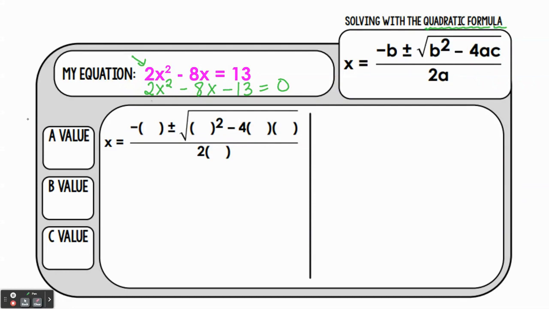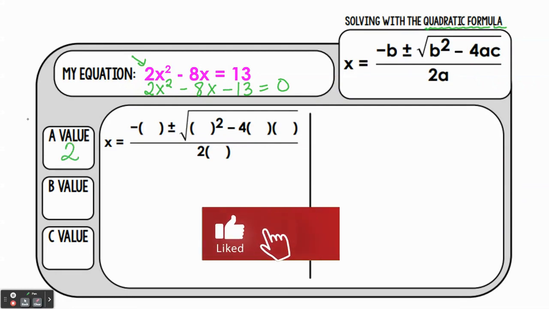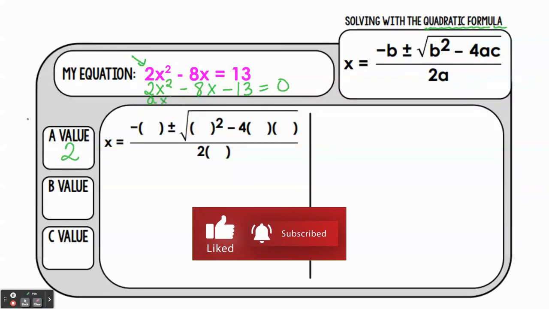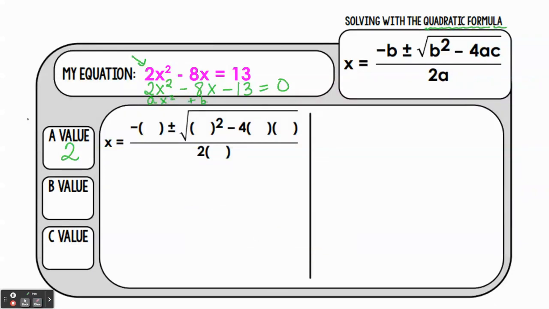Once you have that, then you can pick out your a value, which is 2 here. It's the number in front of x squared. Your b value is the number in front of the x, which in this case would be -8. And your c value is the number without a variable. That's -13.